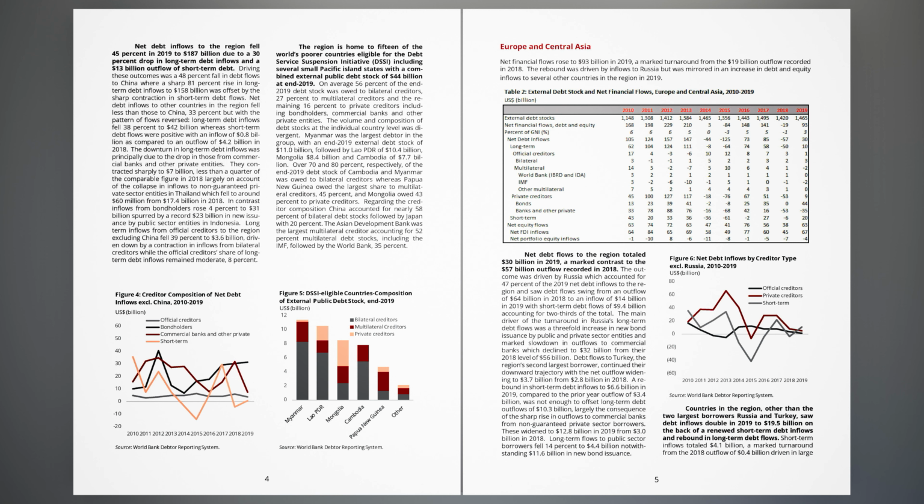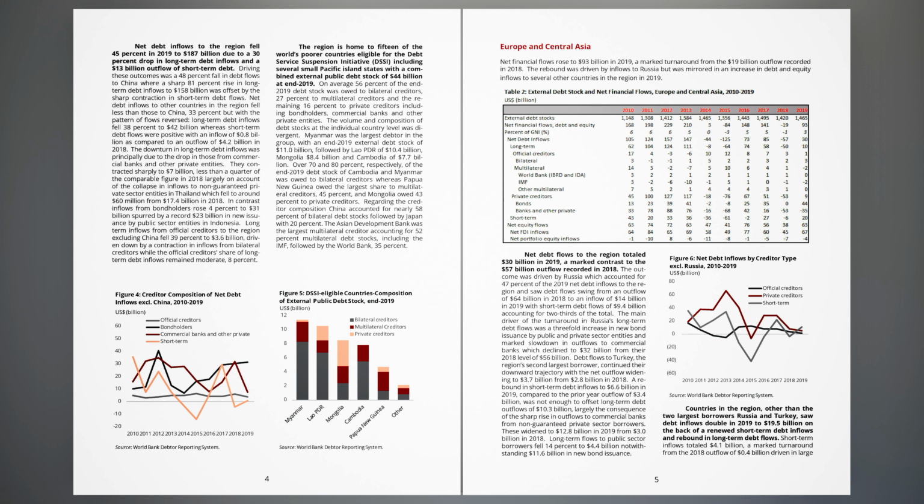The region is home to 15 of the world's poorer countries eligible for the Debt Service Suspension Initiative, DSSI, including several small Pacific Island states with a combined external public debt stock of $44 billion at end 2019. On average, 56% of the end 2019 debt stock was owed to bilateral creditors, 27% to multilateral creditors, and the remaining 16% to private creditors including bondholders, commercial banks, and other private entities.